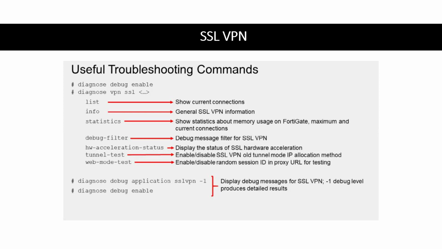My favorite two commands, last but not least, tunnel test and web test, right? So you can do this within the CLI and test to see, hey, do I have the proper allocation for IP addresses? Can end users connect? Does everything work? Excellent, boom, right? You can also do the same thing for web mode. So testing those two things will help you in your process to deduce, okay, nothing's wrong with my firewall.